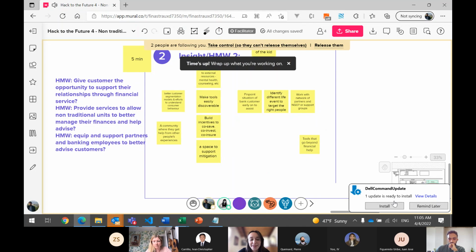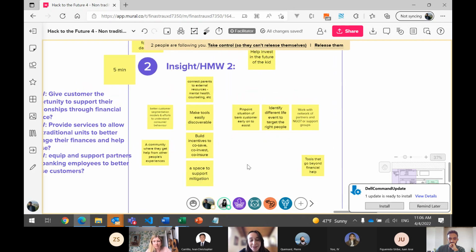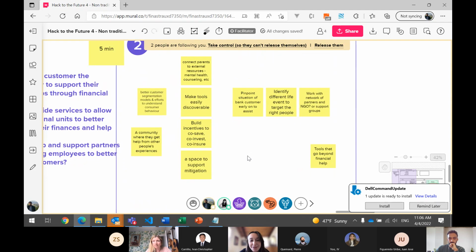Great, that's time, and I think we've seen people stop adding sticky notes. So I think it's perfect timing to look at the board and see what people have put in this section. Start to read what folks have put down, and then we'll discuss a bit.